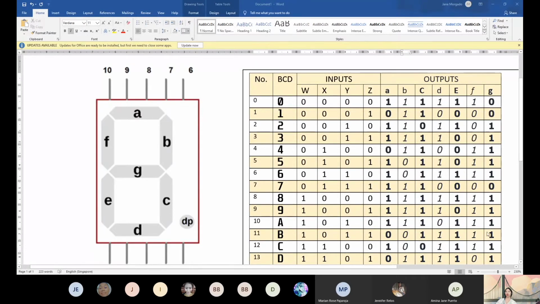Ma'am, inputs po ba yung 1 to 10? We have no 10. 0 to 9. Bali yung output po, ma'am, yung G po. Yes, the A, B, C, D, E, F, G, they are outputs.